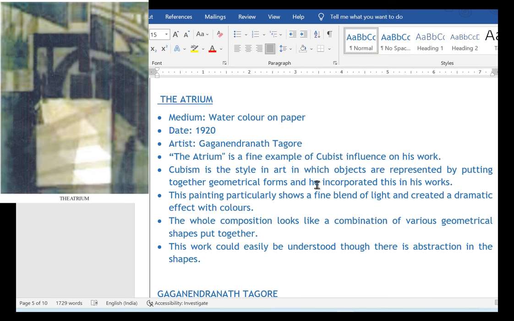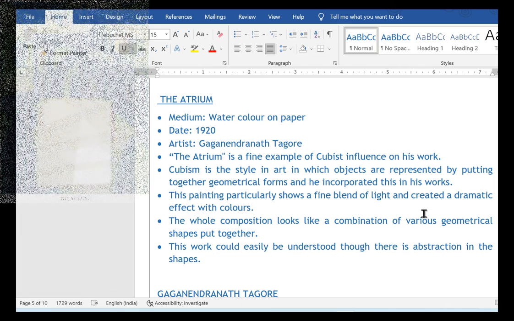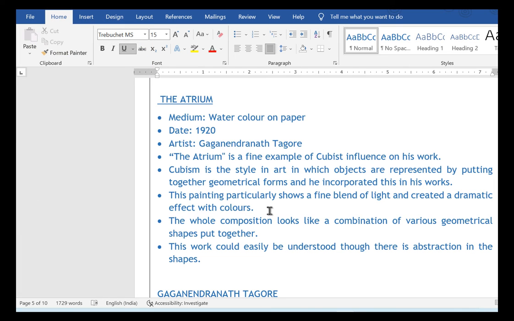Cubism is the style in art where objects are represented by putting together geometrical forms, and we can see that incorporated in this painting. The painting shows a fine blend of light and it is created with a dramatic effect with colors. The whole composition looks like a combination of various geometrical shapes put together. This work could be easily understood as there is abstraction in the shapes.